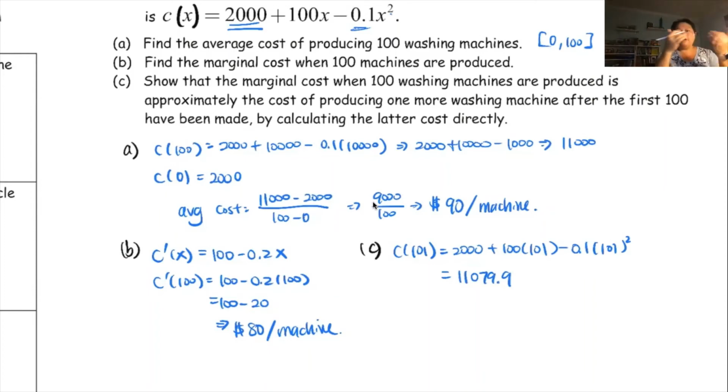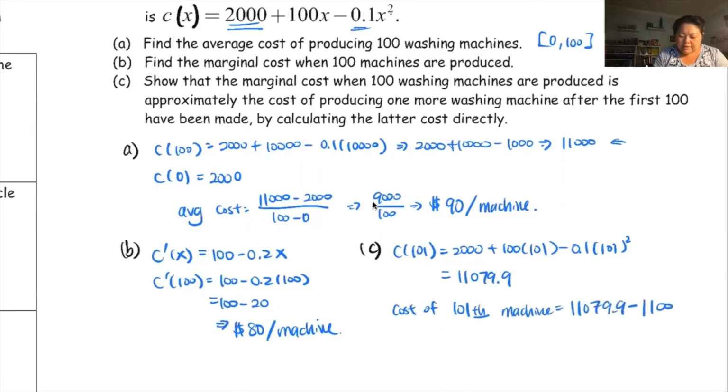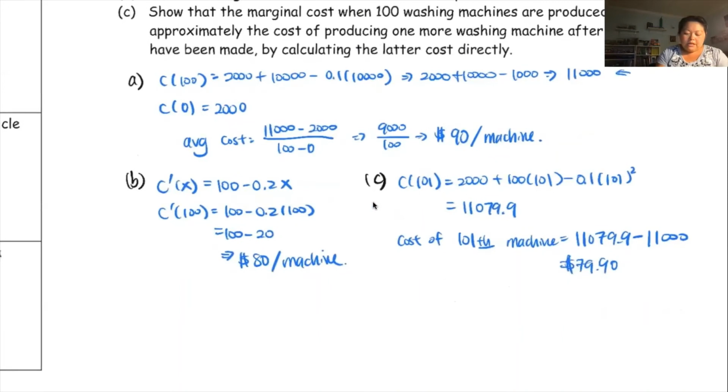So you've got to subtract the cost of 100, right? Which is what we got in part A. So the cost of the 101st machine is 11,079.9 minus 11,000, which is 79.9, right? So it's $79.90. Now, compare that to the average cost.